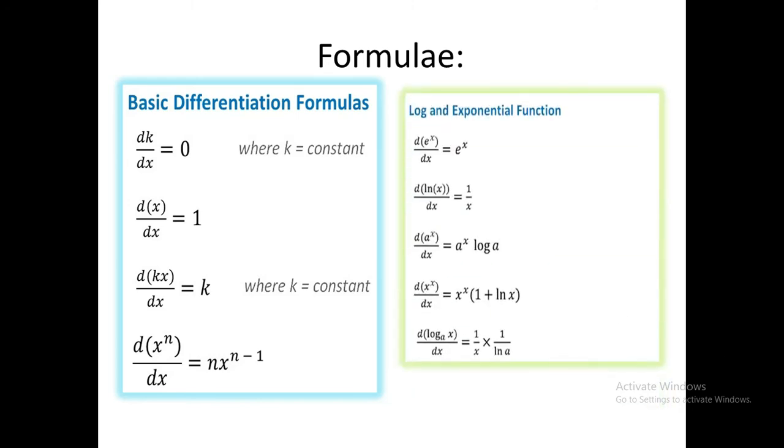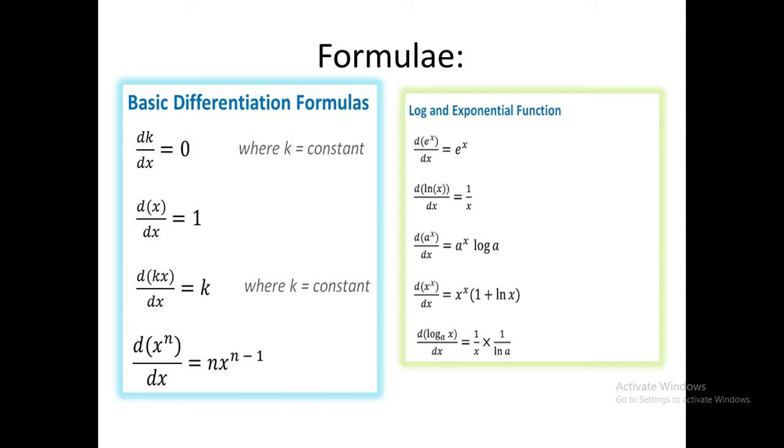Then we go to the logarithmic and exponential function. This is another category. If you can categorize these things separately and learn these separately, it will be easy for you to identify. So when there is exponential function, d by dx of e^x, the answer is the same, e to the power of x. d by dx of log x becomes 1 by x.